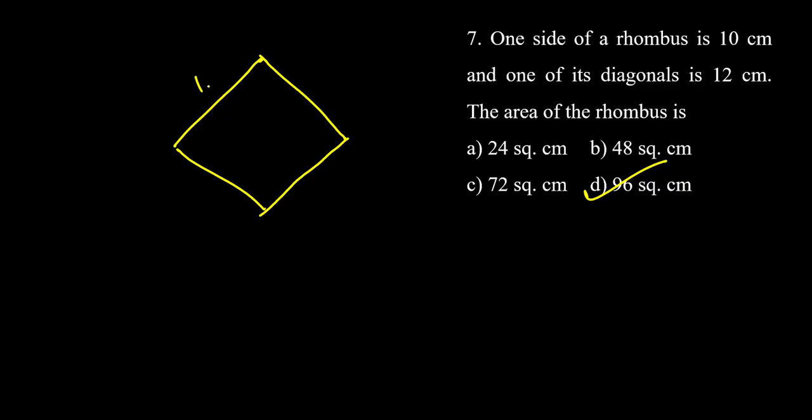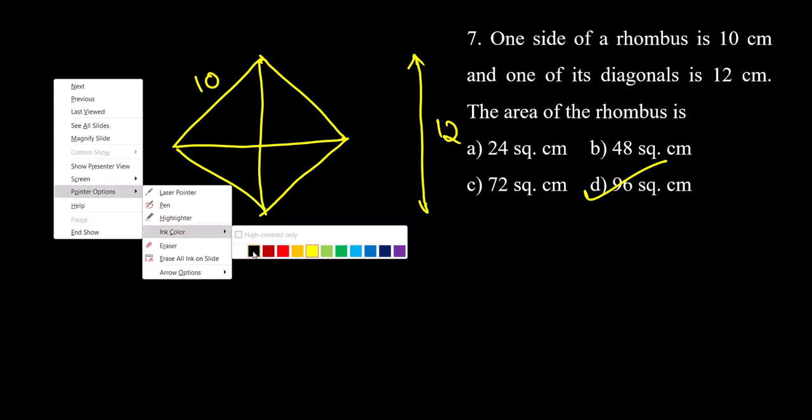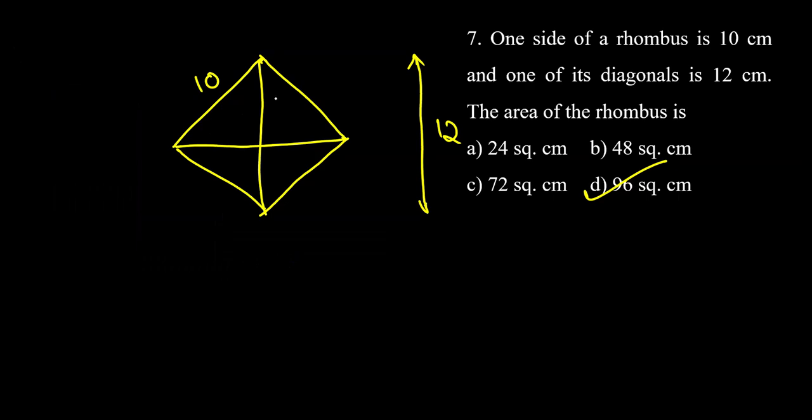Okay, now let this side be 10 centimeters. The diagonal is 12. Then up to here it is 6 only. The diagonal is 12, so this part will be 6. When this is 10 and this is 6, the triplet in Pythagoras theorem says this will be 8. 6 square plus 8 square equals 10 square. When the hypotenuse is 10 and one side is 6, the other side must be 8 in the triplet case.